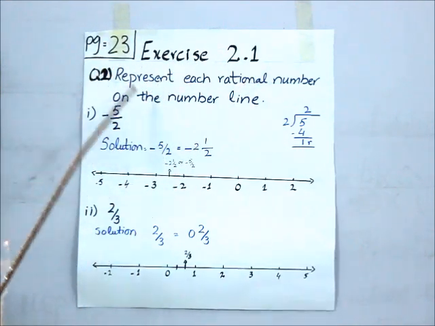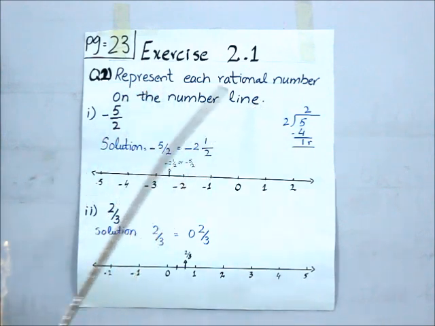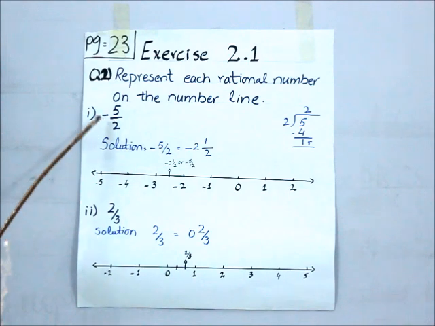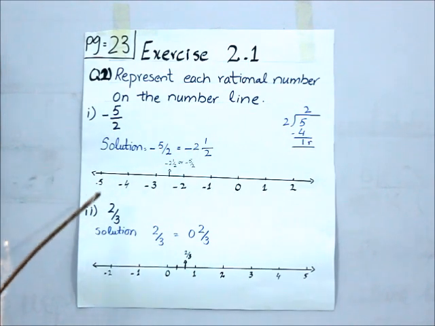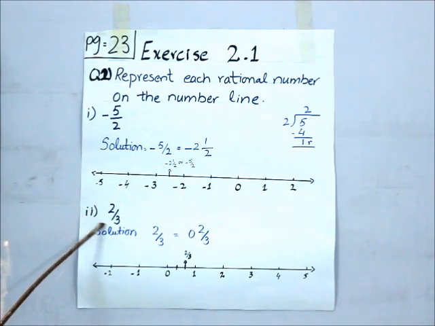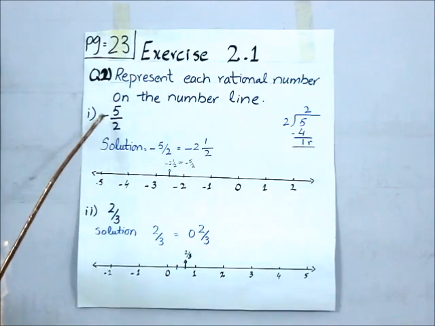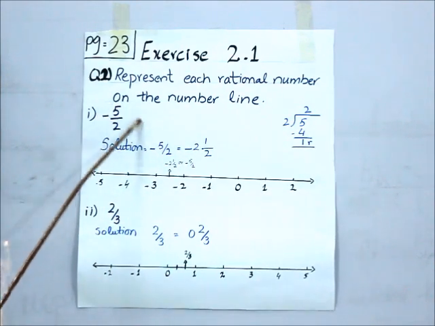Now students, after explaining the concept, open your page number 23, exercise 2.1, question number 2. Represent each rational number on the number line. There are a total of 4 parts. I am solving 2 for you, and with the help of these you can solve the others easily by yourself. Question number 1 which I have taken here is minus 5 by 2.